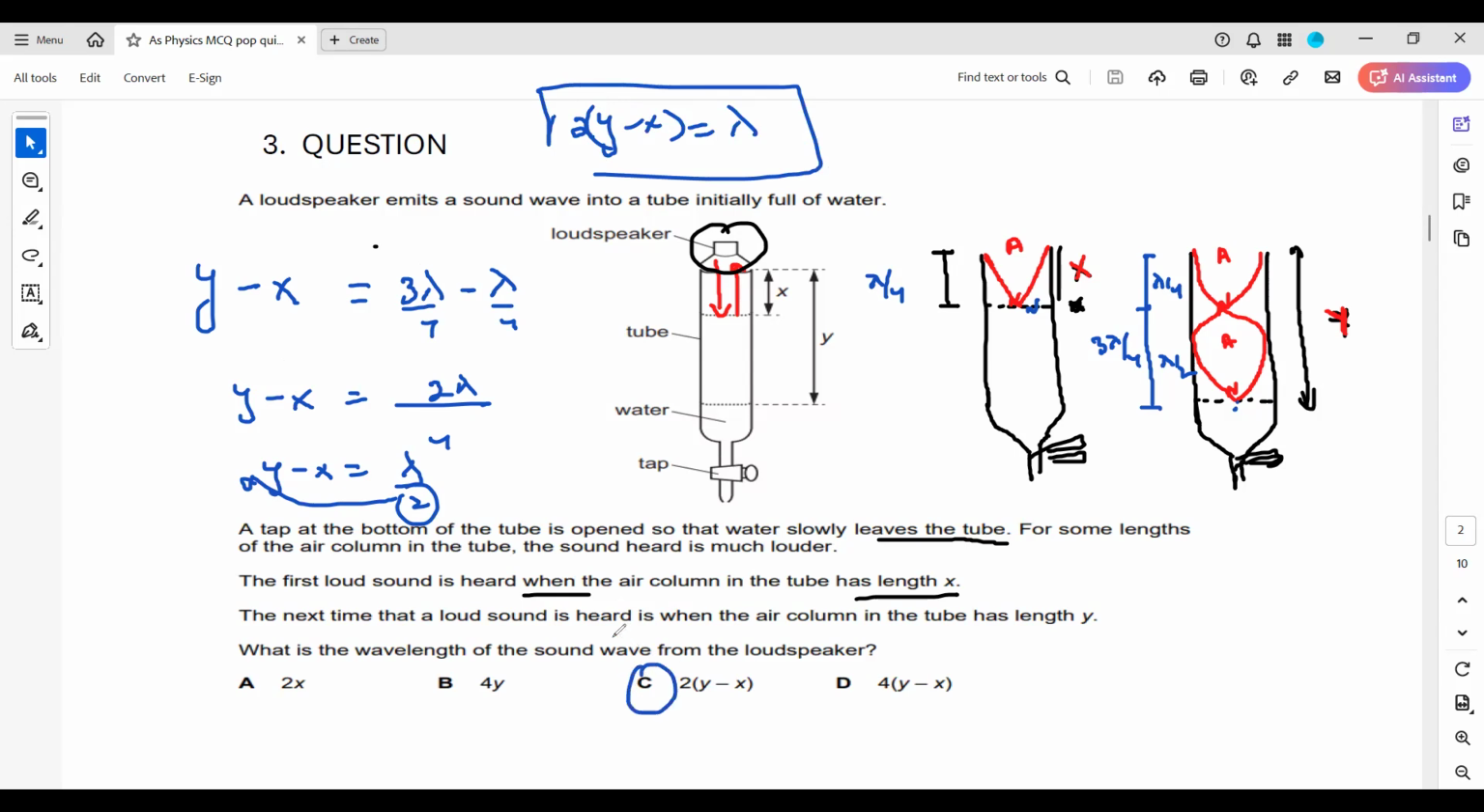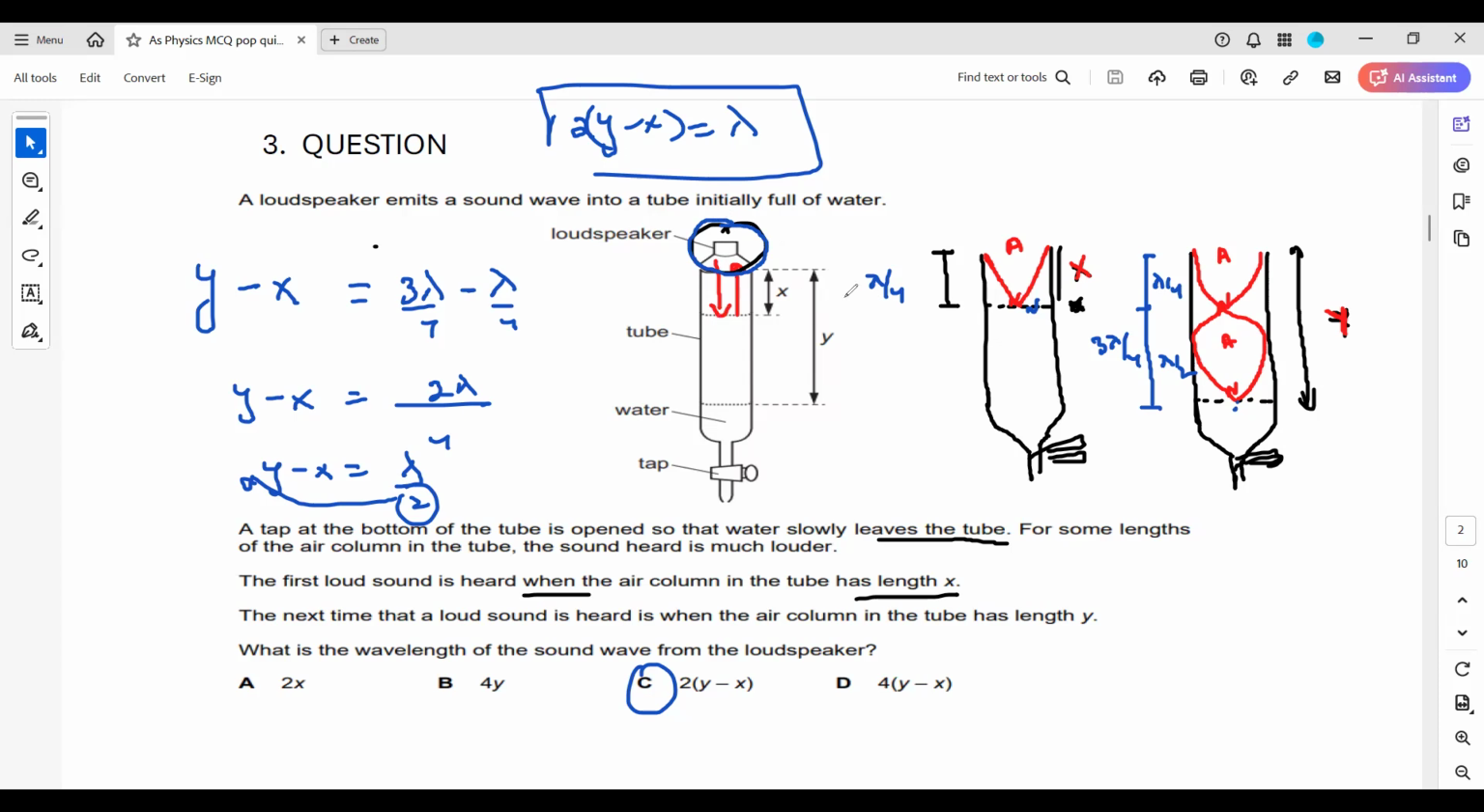This type of question is a repeated type of question. Whenever a question asks you to find the source wavelength, first you find the pattern for the first harmonic, then you find the pattern for the second, and subtract them to find the actual wavelength of the wave. Because when we subtract the two harmonics, we get the source wavelength.